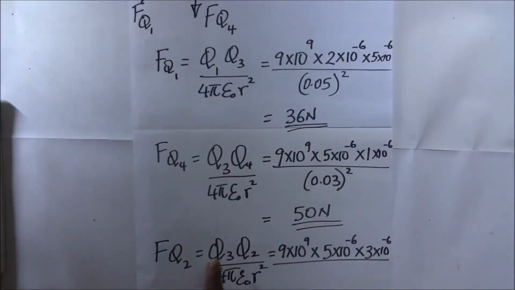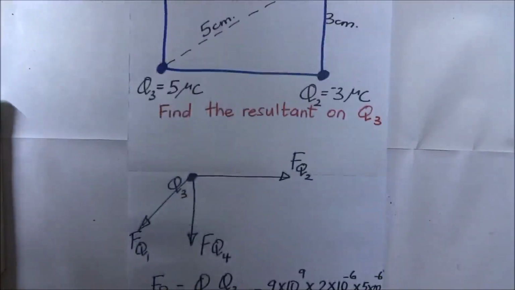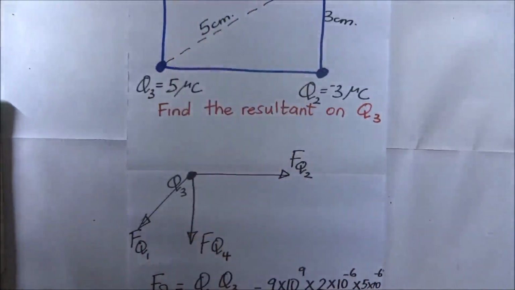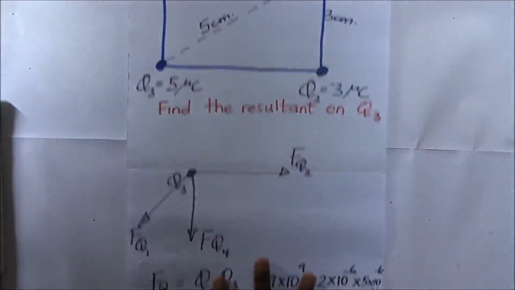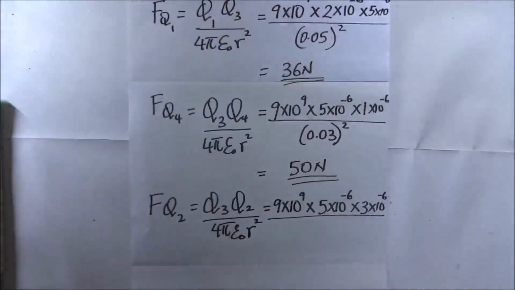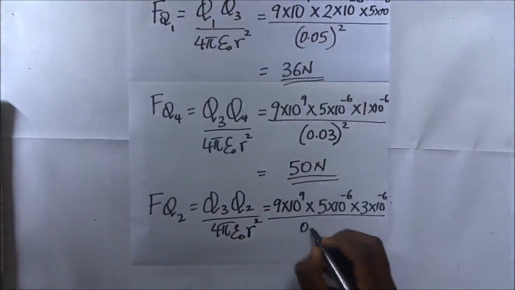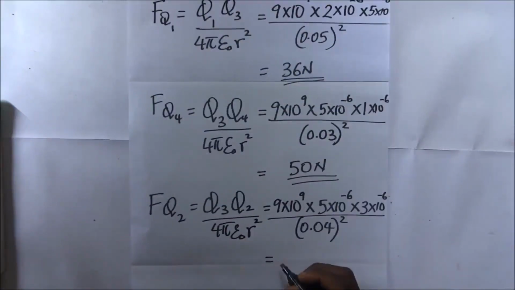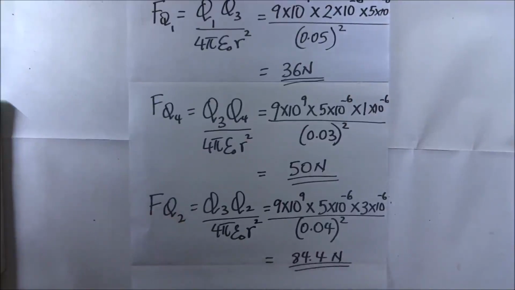The distance between Q3 and Q2 is 4 centimeters. Converting that to meters is going to give you 0.04 meters, and so it means that this is going to be equal, divide that by 0.04, and this is squared. So our answer here will be 84.4 newtons. That is our force, the force acting on Q3 due to Q2.